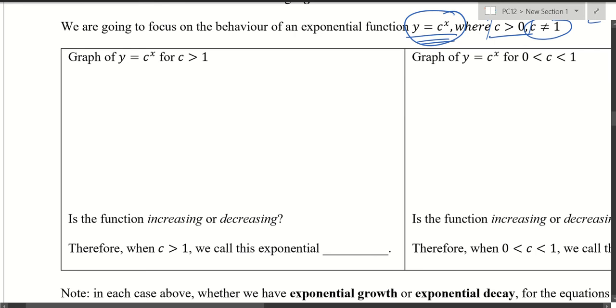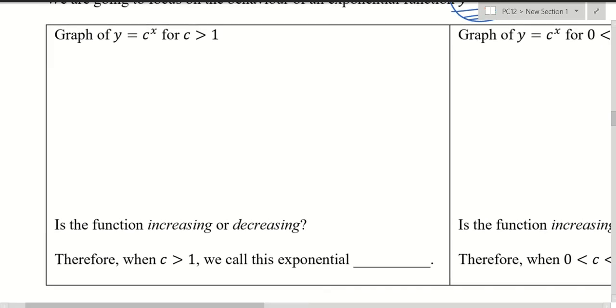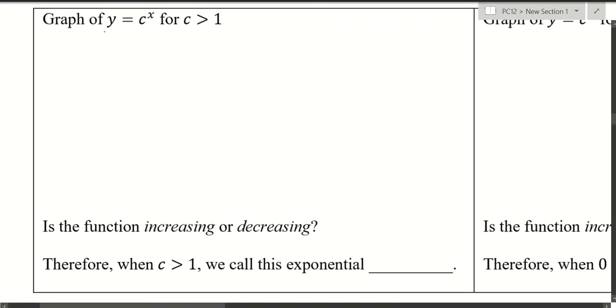Let's break this up into two possible cases. For this first case, we're going to be looking at the graph of y equals c to the power of x for a base that is larger than 1. Using concrete examples is usually useful in eventually understanding the more general language. So let's look at a specific example when c is equal to 2, when our base is 2. So we're looking at y equals 2 to the power of x, and we're going to look at the behavior of this function in general.